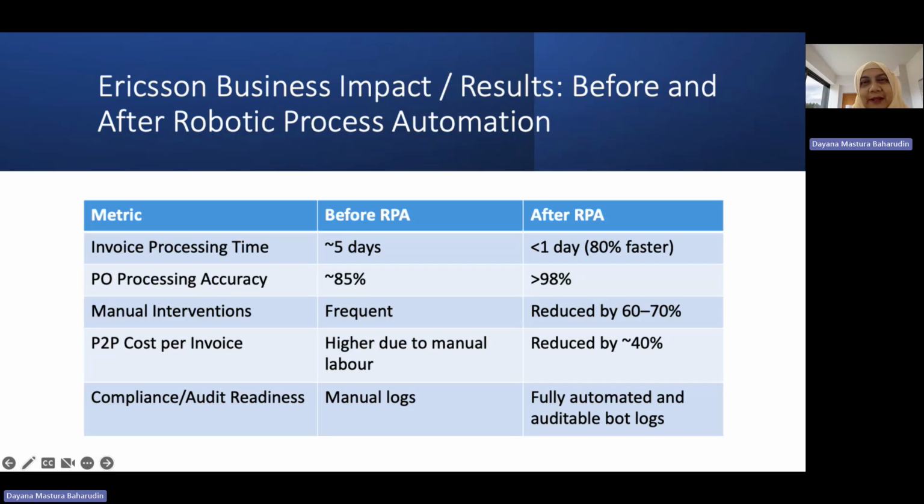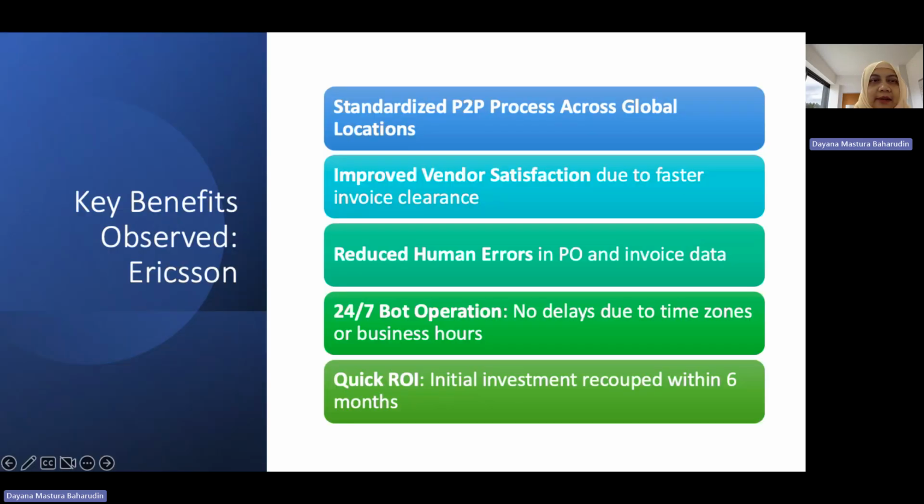Okay. Now let's have a look at the key benefits observed by Ericsson. So we have standardized P2P process across global locations, improved vendor satisfaction due to faster invoice clearance, reduced human errors, which is very important, in PO and invoice data, 24/7 bot operation, no delays due to time zones or business hours, quick ROI, initial investment recouped within 6 months. Wow, amazing. Okay, let's move on to the next slide.